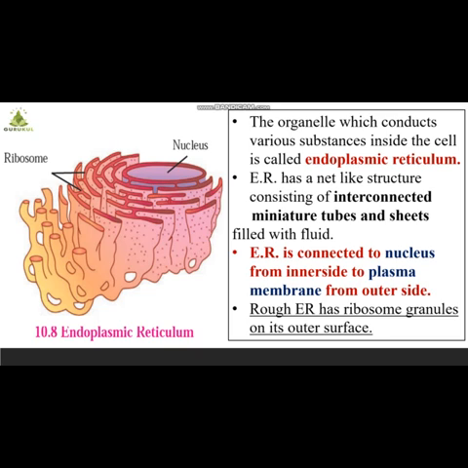Students, endoplasmic reticulum is of two types basically. We have rough endoplasmic reticulum and smooth endoplasmic reticulum. You don't need it in detail, but please remember that the rough endoplasmic reticulum has ribosome granules. Can you see ribosome structures are shown? These are present on the outer surface. So we have ribosome granules on the outer surface. That is the structure of endoplasmic reticulum.